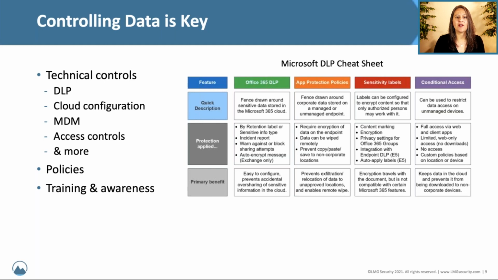There are some technical controls you can use. On the screen here is an example of Microsoft's DLP cheat sheet. There's all kinds of tools and features in Microsoft products that you can use to restrict access, prevent people from downloading sensitive information onto personal devices, for example, or warning or blocking sharing attempts when sharing is outside your organization or to certain places that are prohibited. So lots of opportunities to put technical controls in place.